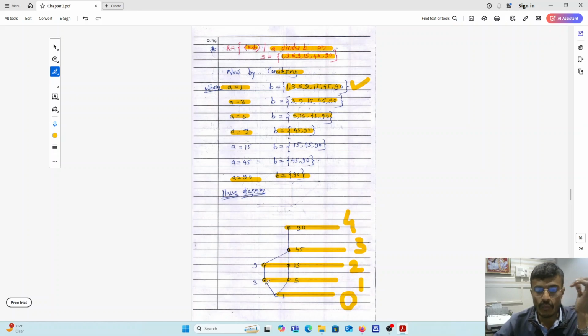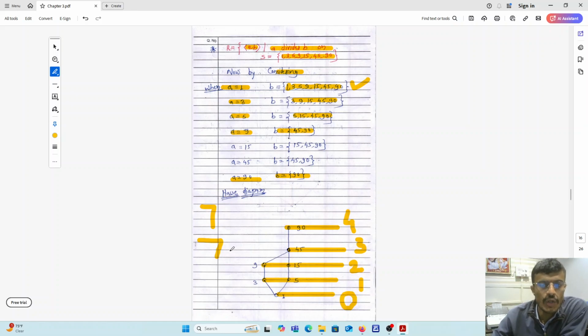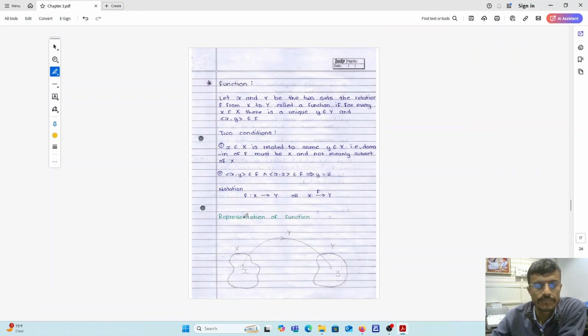How many nodes are there? 1, 2, 3, 4, 5, 6, 7. 7 nodes are there. And how many edges are there? 1, 2, 3, 4, 5, 6, 7. 7 nodes and 7 edges are there. So that's all for the Hasse diagram. Very important questions you have to keep in mind. You have to solve this example also.